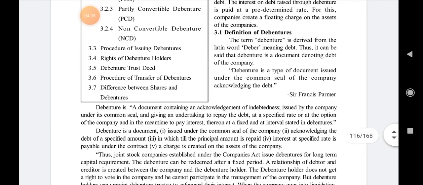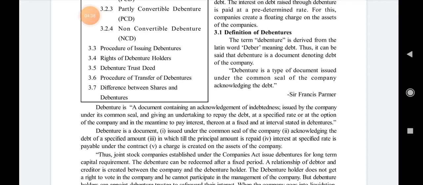Now the definition of the debenture. The first one is that the term debenture is derived from the Latin word debere, meaning debt. See, debenture is derived from the Latin word debere, which means debt. Thus, it can be said that the debenture is a document denoting debt of the company. See, it is a kind of document that denotes the debt of the company.